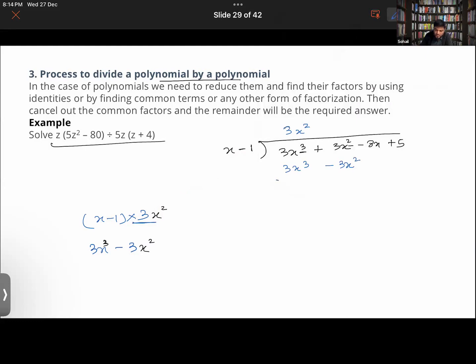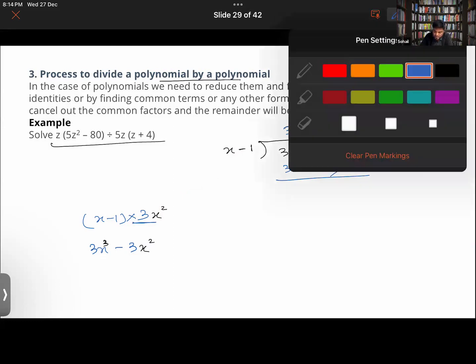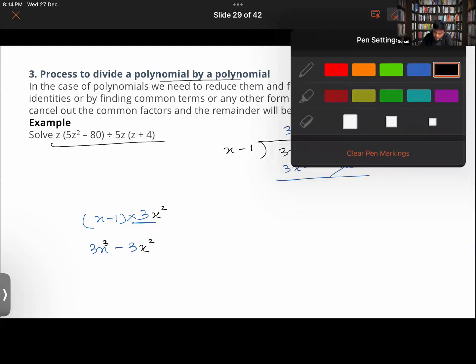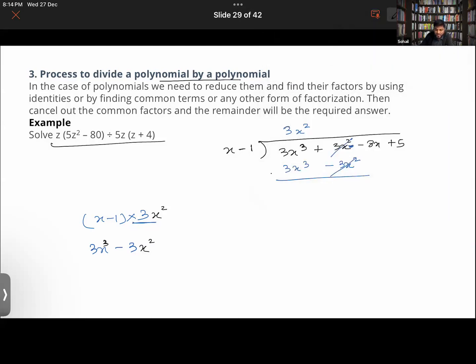Now these are plus and minus terms here, so they cancel. This gets cancelled, and this will again be cancelled. So what are we left with here? Minus 8x plus 5 remaining. Now is there any way to solve it further? What should we do further now?